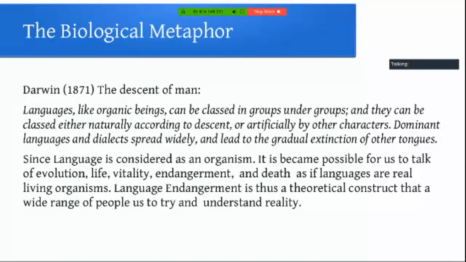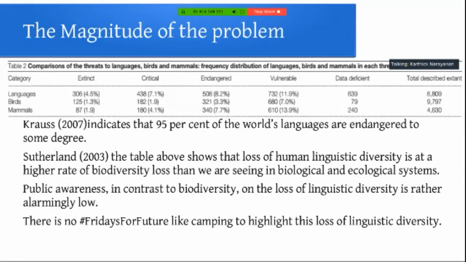So, for example, since I consider language a living organism, it becomes possible for us to talk of the evolution, life, vitality, endangerment, and death of a language as if languages are real living things. Language endangerment within this biological metaphor is thus a theoretical construct that a wide range of people use to understand reality. So how big is this problem? Now, there is one interesting thing that crossed 2007 indicates that 95% of the world's languages are endangered.